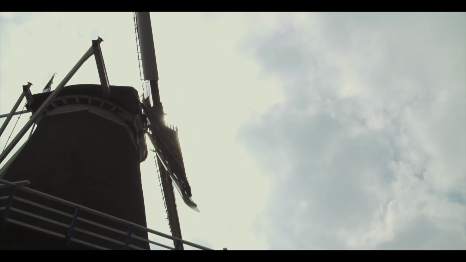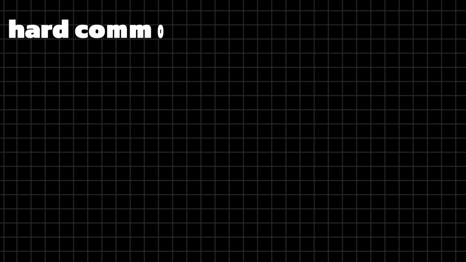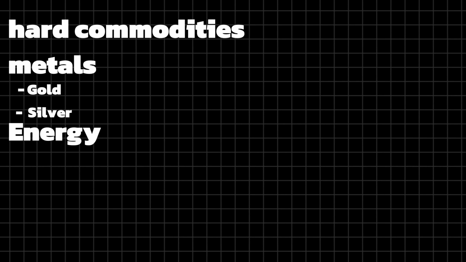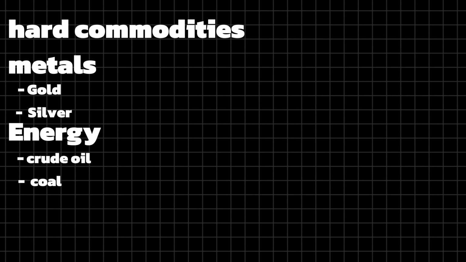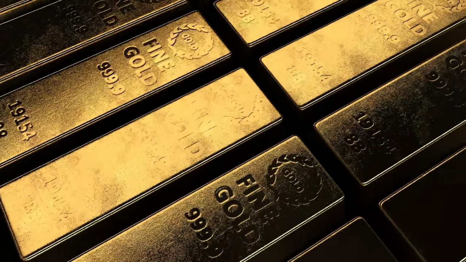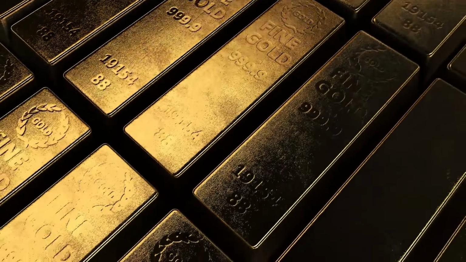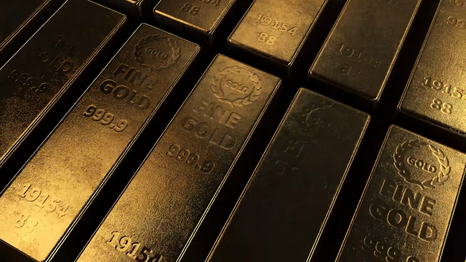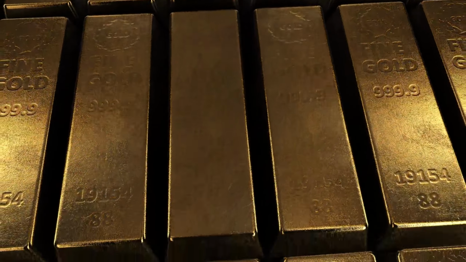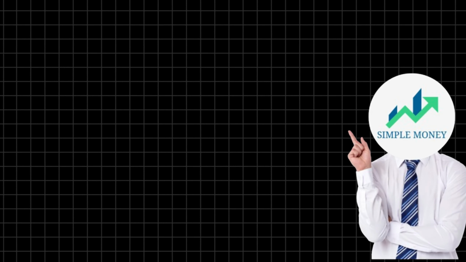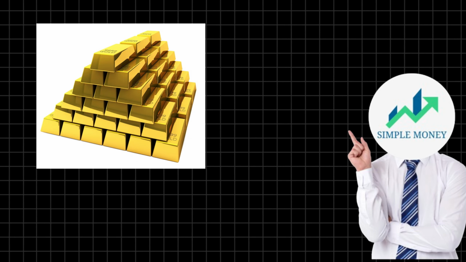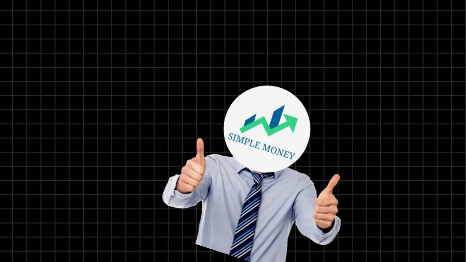They're divided into two types: hard commodities like metals, such as gold and silver, and energy, which includes crude oil and coal, etc., and soft commodities like agricultural products. For example, if you invest in gold, you're investing in commodities. It's a straightforward concept, and many people invest in commodities without even realizing it. Like many people probably have gold but don't know it is called a commodity, so basically, it's just a term, nothing else. And that wraps up our discussion.